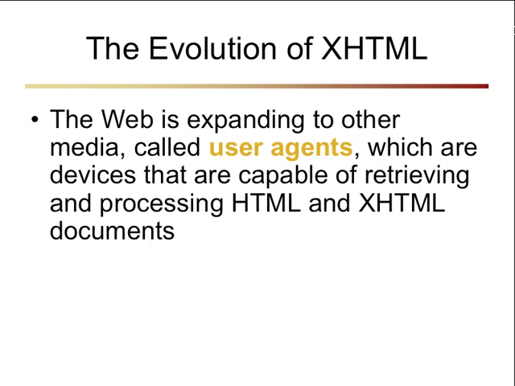So, a user agent is a device capable of retrieving and processing XML. And the classic example of this I gave you last time was the cell phone, the mobile phone. We also have devices that don't have user interfaces to them that are internet or web enabled. And they read XML and they read XHTML code for document exchange.